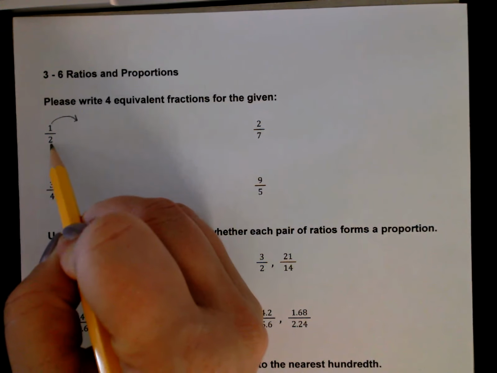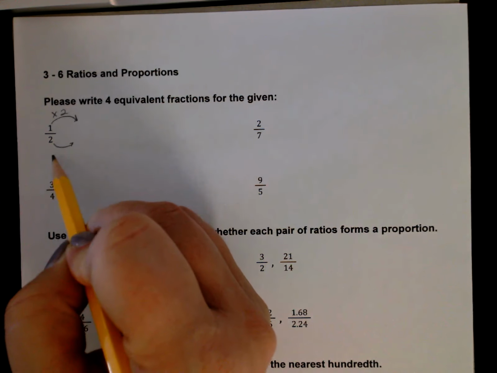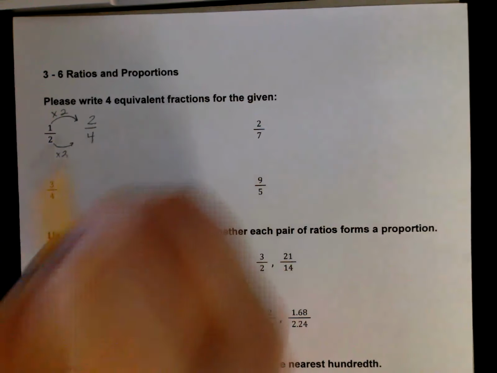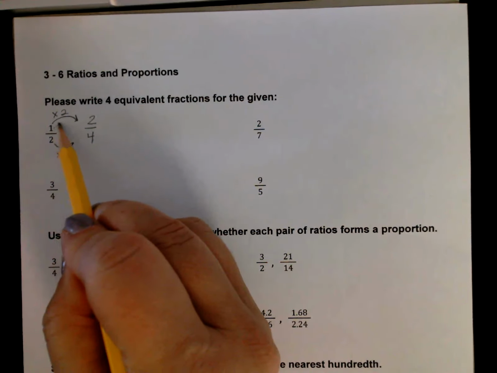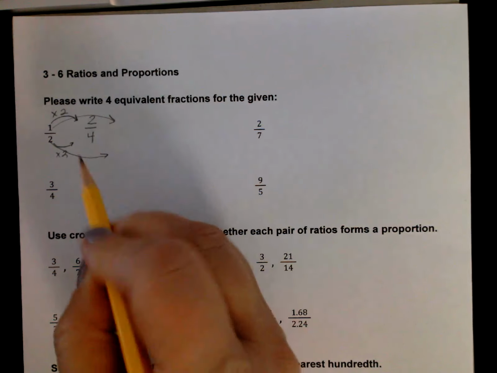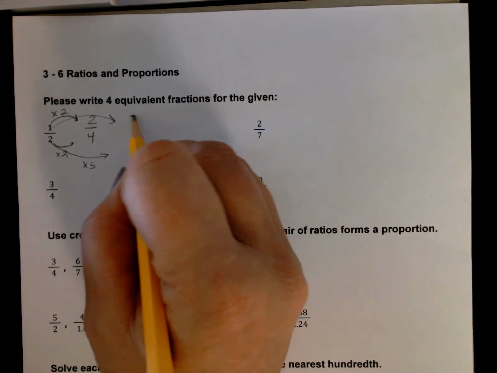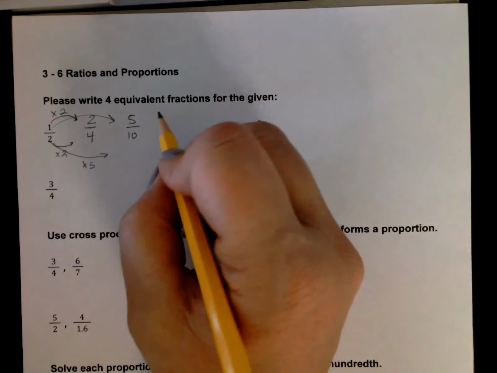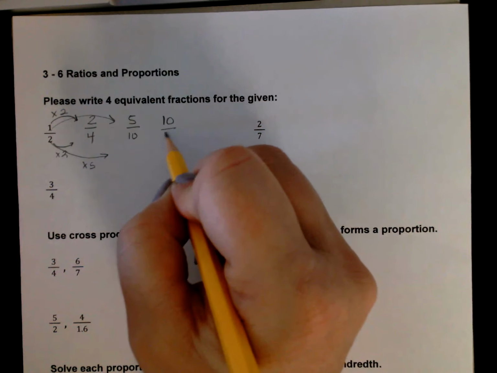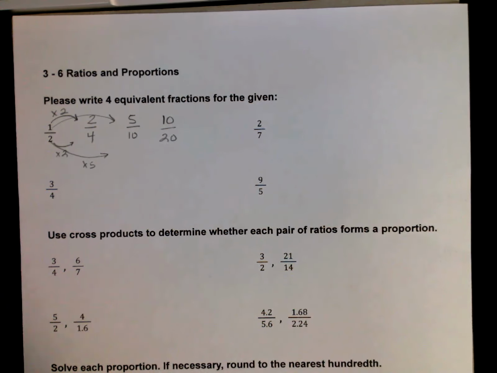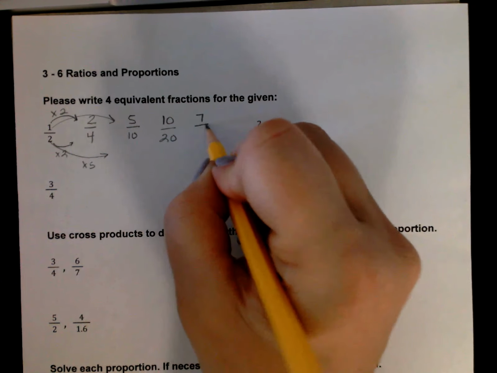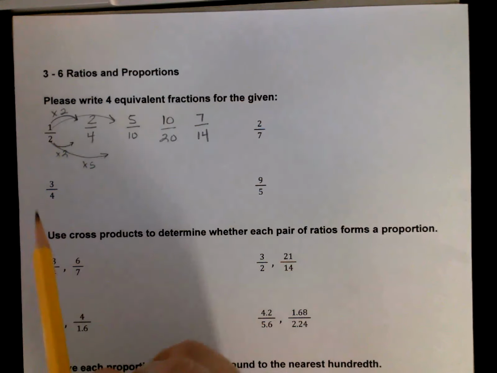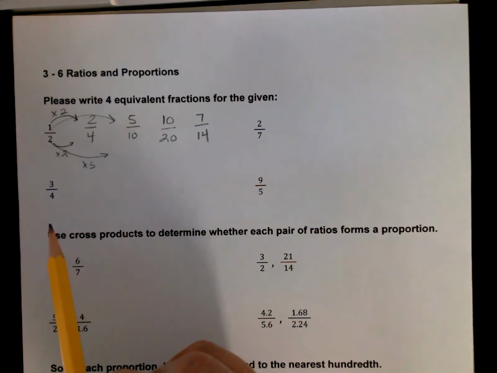To make an equivalent fraction, we can multiply both the numerator and the denominator by 2, so I would have 2/4. We could multiply the numerator and the denominator both times 5 to get 5/10. We could multiply both by 10 and then we get 10/20. We could get crazy and try 7 and we would end with 7/14. Whatever you multiply the top by, you do the same with the denominator.